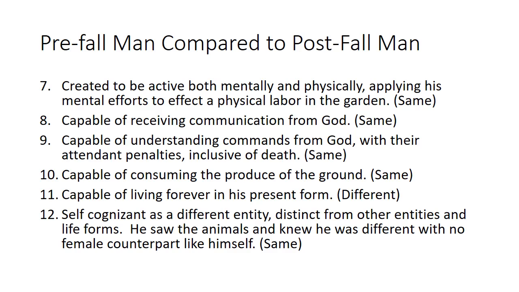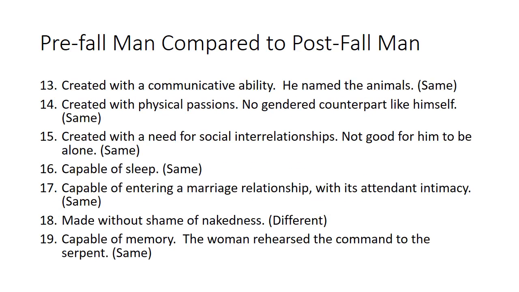He's self-cognizant as a different entity, distinct from other entities and life forms. He saw the animals and knew he was different with no female counterpart like himself. Well, that's the same today. People are still capable of that cognizance of themselves, so no real difference there. He's created with a communicative ability. He named the animals. He still has that communicative ability, both pre and post. Number 14, he's created with physical passions, no gendered counterpart like himself.